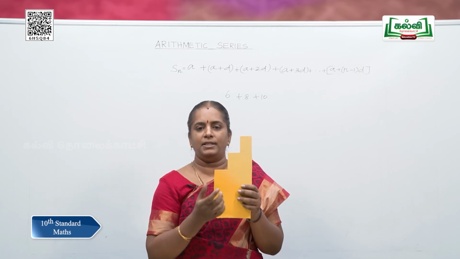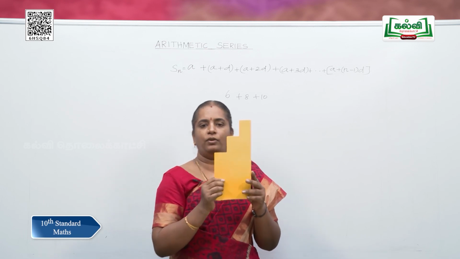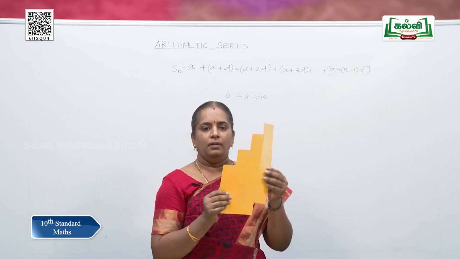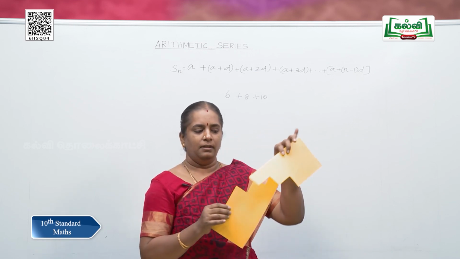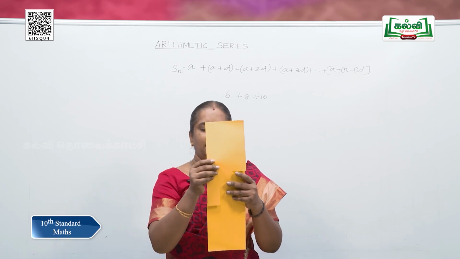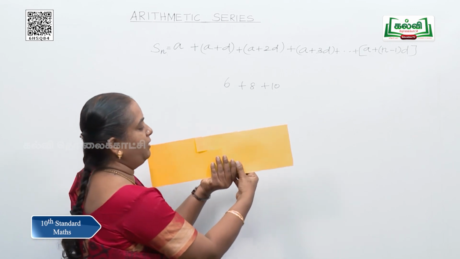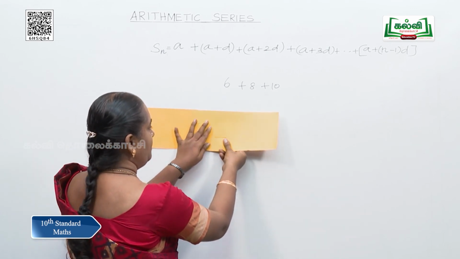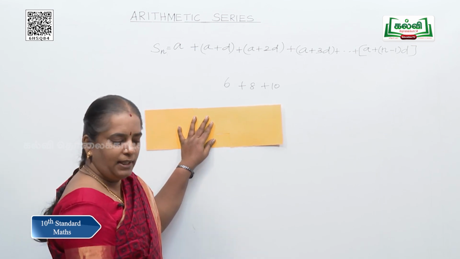So the first term is 6 here, then 8 and then 10. Now what are you going to make? I am going to match these two, not like this, like this. That is, we have taken two sequences and we are going to add these two. What shape is it? Yes, name the shape. It is a rectangle. Yes, very good. It is a rectangle.